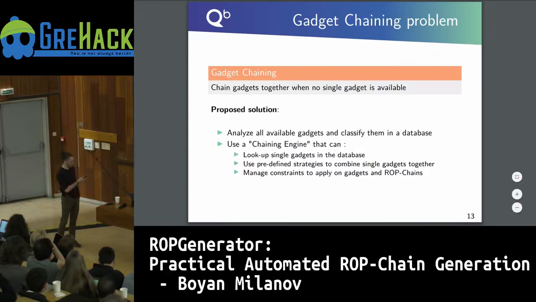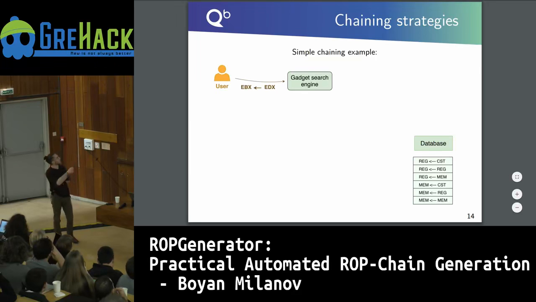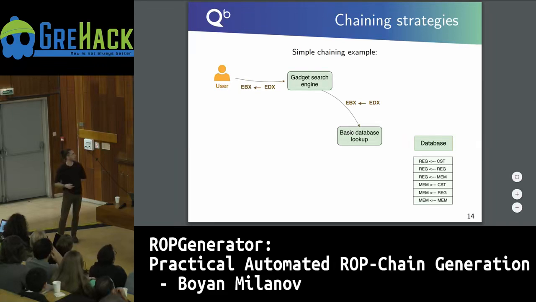I don't want to dig too much into theory. I think I will just give an example of how simple chaining works. Let's say the user provides a semantic query to the search engine. So here it's please put EDX into EBX. The search engine uses a basic lookup method to look in the database for this semantic requirement. And let's say the database gives no result.